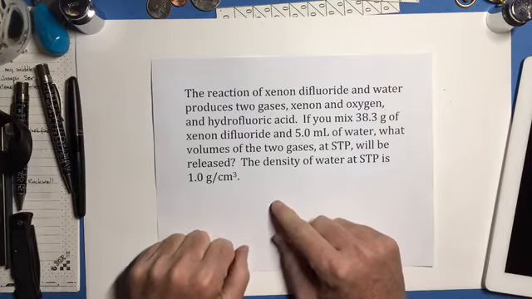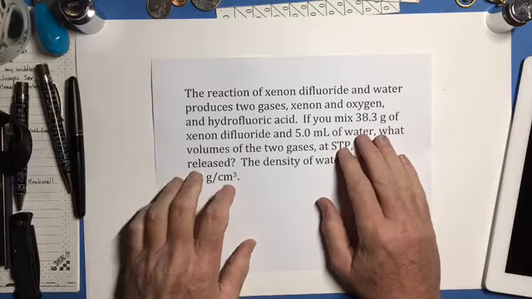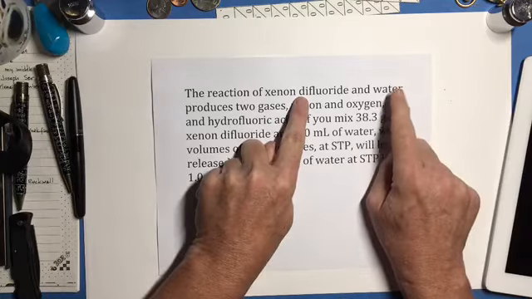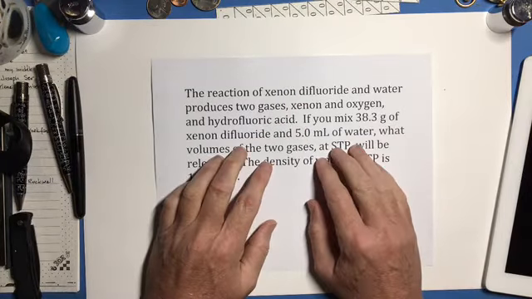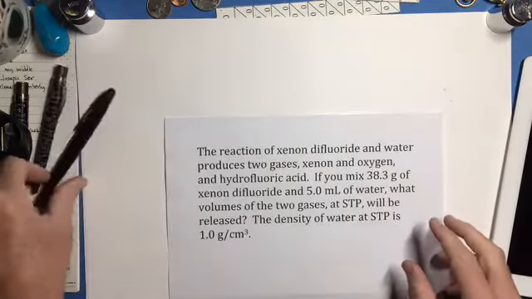Curious. All right, well, if I'm going to determine anything about this, the first thing I need to know is which of these reactants, xenon difluoride or water, is the limiting reactant. And in order to do that, I will need a balanced equation. So let us begin there.